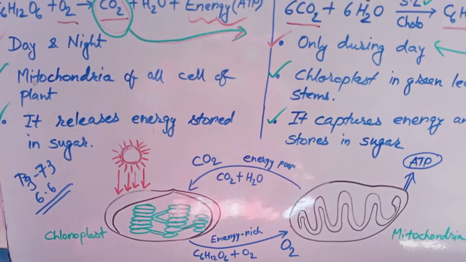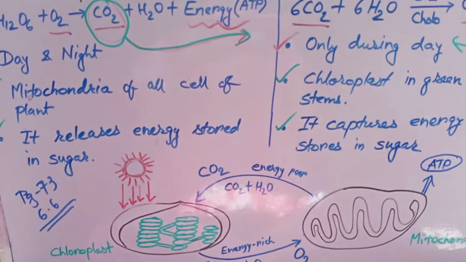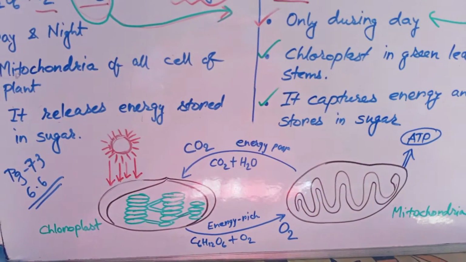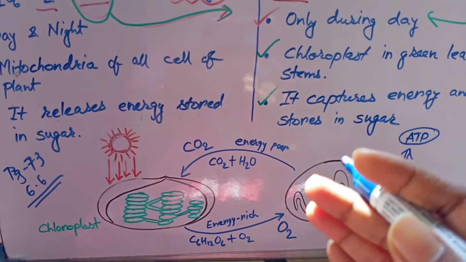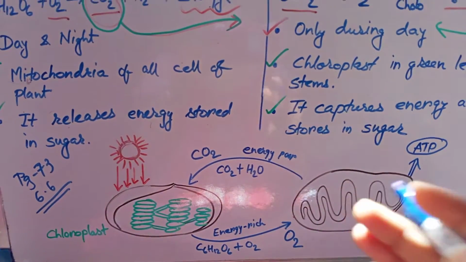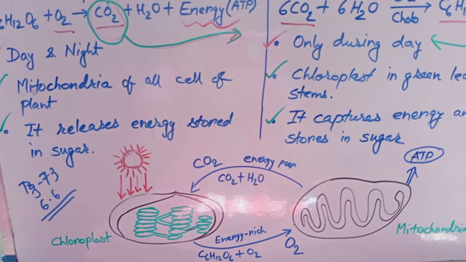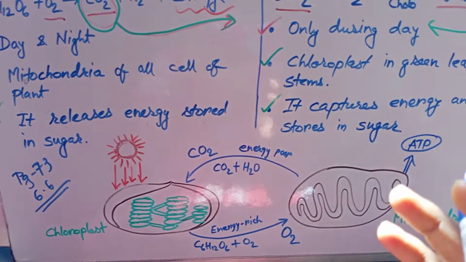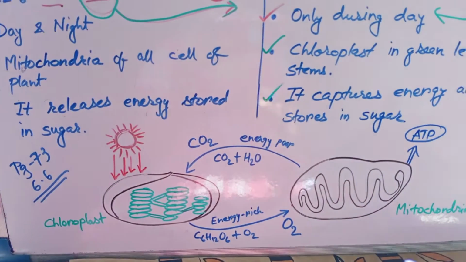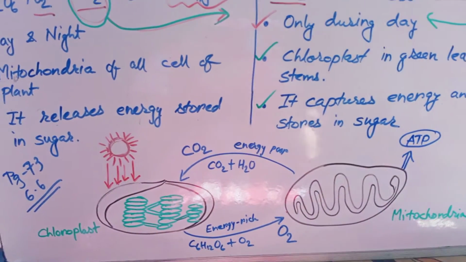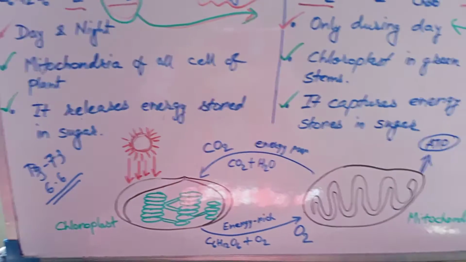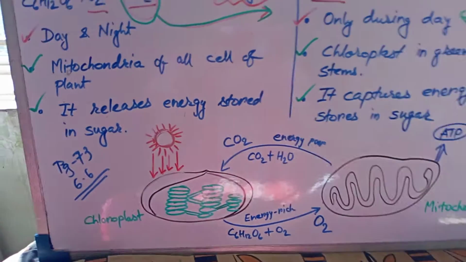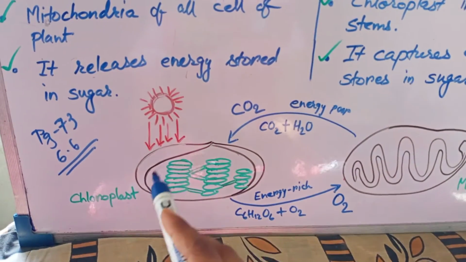Okay, so this schematic diagram shows the interdependence of the process of photosynthesis and respiration. We know though these two biochemical processes are completely different and almost opposite to each other, but somehow they are also dependent. So I will show you how this is dependent. So this is the picture.